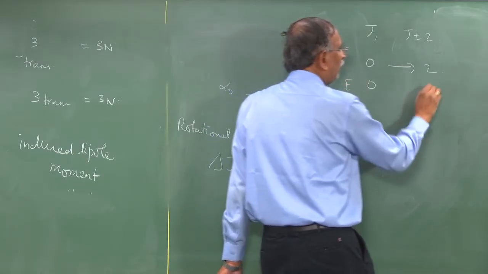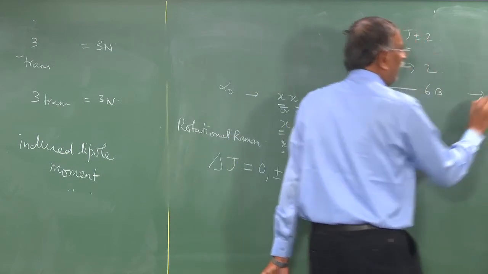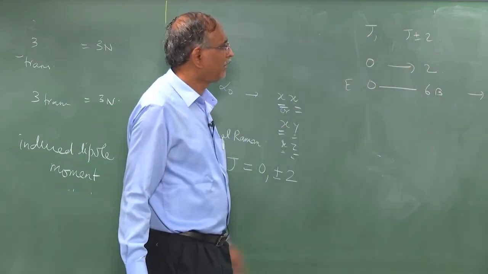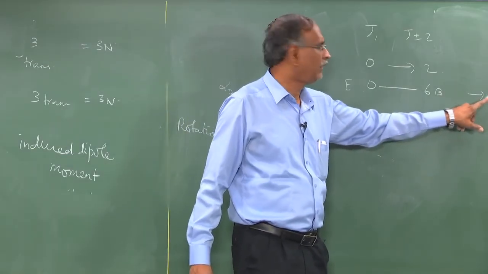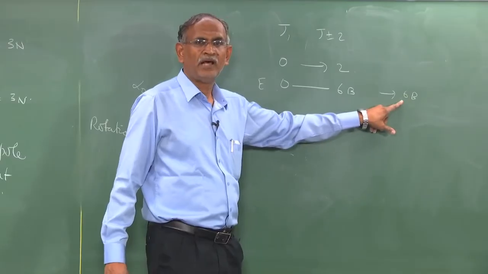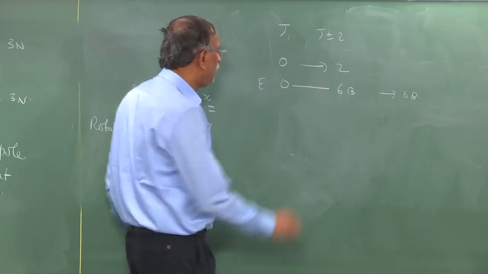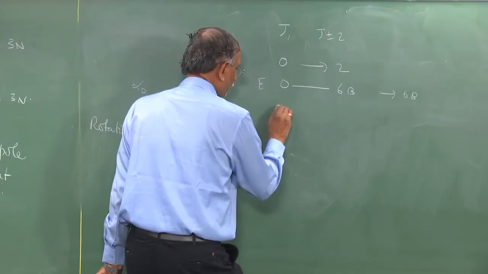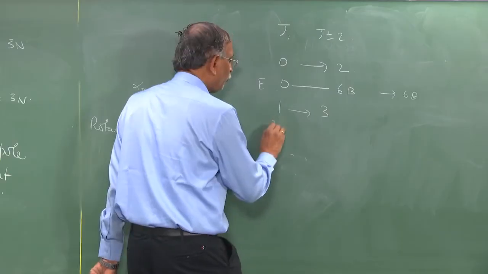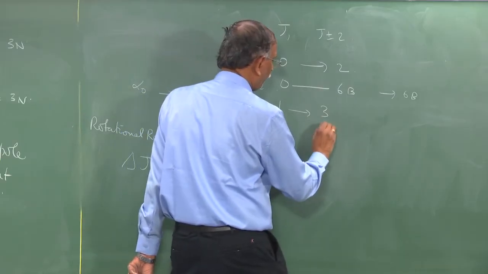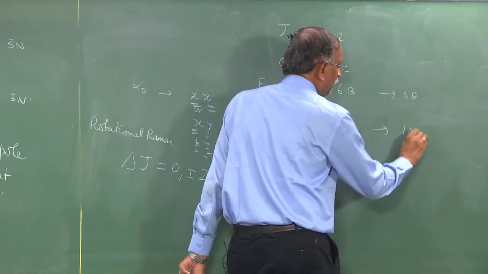this energy is 0, this is 6B, and therefore the first line has an energy of radiation. The radiation that is seen in the Raman spectrum has the characteristic frequency of 6B. The next one, if you look at say 1 to 3, this is 2B, and 3 is of course 12B, and the difference between the two is 10B.